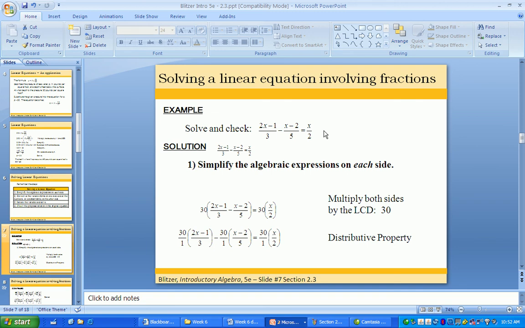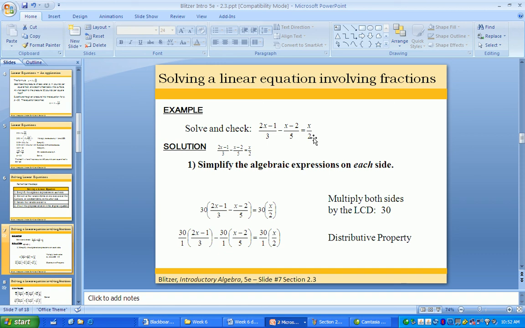When we simplify algebraic expressions on each side, the first step, which is sometimes really helpful, is to find the least common denominator of all of your fractions. We see 3 and 5 and 2 are our denominators. We need to find the least common denominator. For 3 and 5, the lowest is going to be 15.